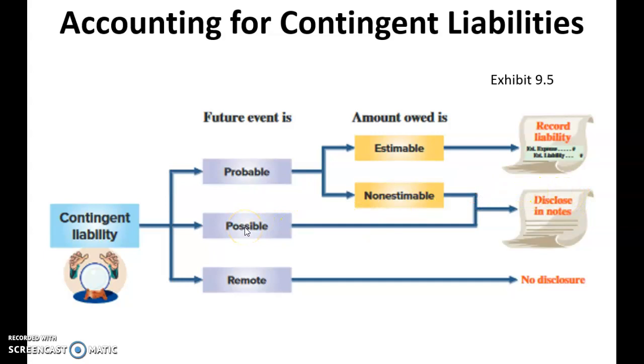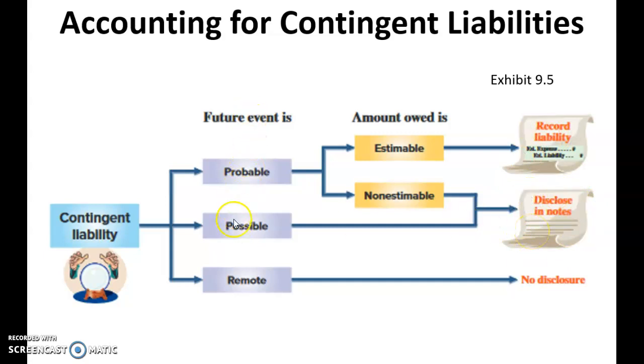Let's say the future event is only possible. It's possible that this is going to happen, but not for sure. Then don't try to book the liability, but do make full disclosure in the footnotes to the financial statements.